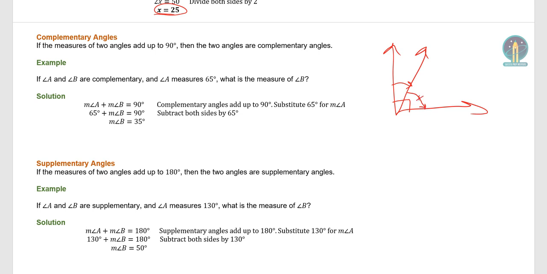In which case this one and this one are complementary because they add up to 90 degrees, okay? And you get the point.